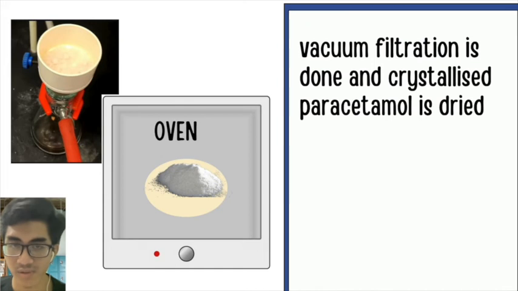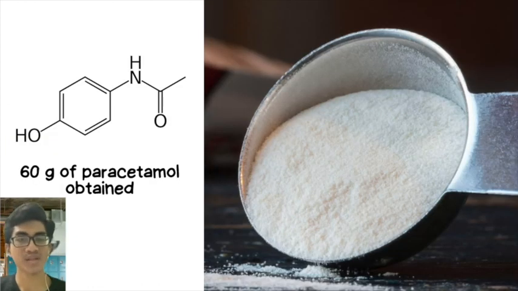The mixture is allowed to cool down a bit before putting it in an ice bath to speed up the crystallization of the paracetamol. The mixture is then filtered by vacuum filtration and the paracetamol obtained is left to dry in an oven. So, in the end, we will gain 60 grams of paracetamol as we have calculated before. Thank you.